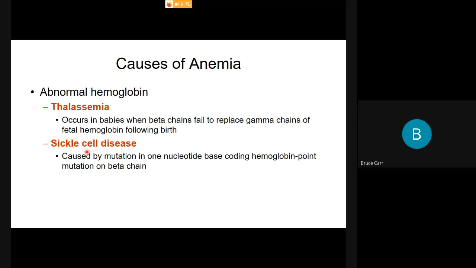That results from abnormal hemoglobin. Our second example is sickle cell disease. Sickle cell disease is caused by a mutation of the beta chain. It is only one nucleotide different, but it produces a beta S protein. And we will look at the causes of that in detail.